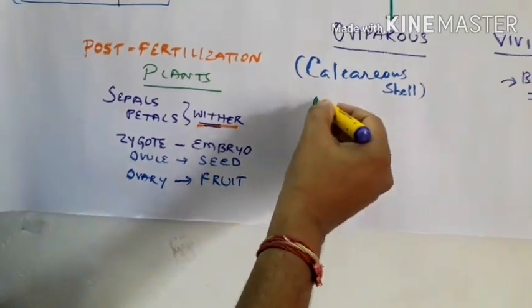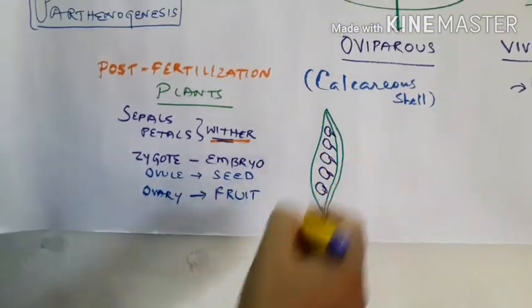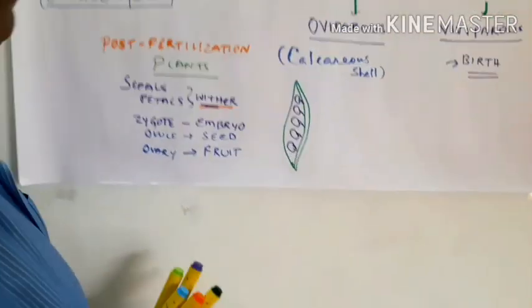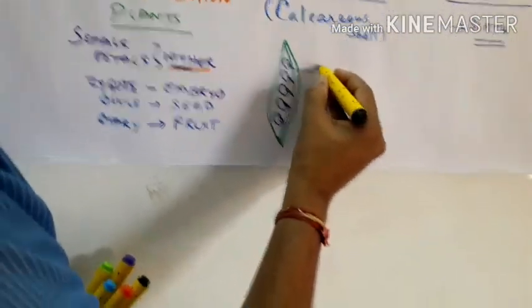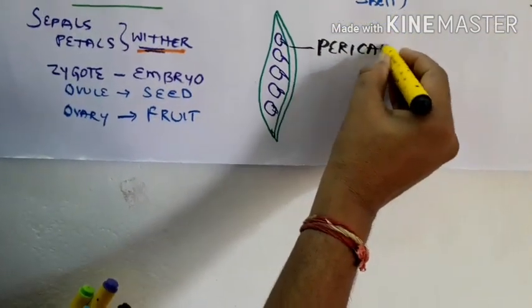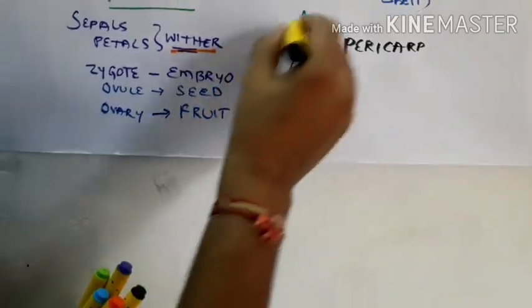So this is the ovary wall, right? Now this is no more called ovary wall. What is that called? It is called pericarp. So if you see in your textbook, it is written as P. P means it is called pericarp. The fruit wall we call a pericarp.